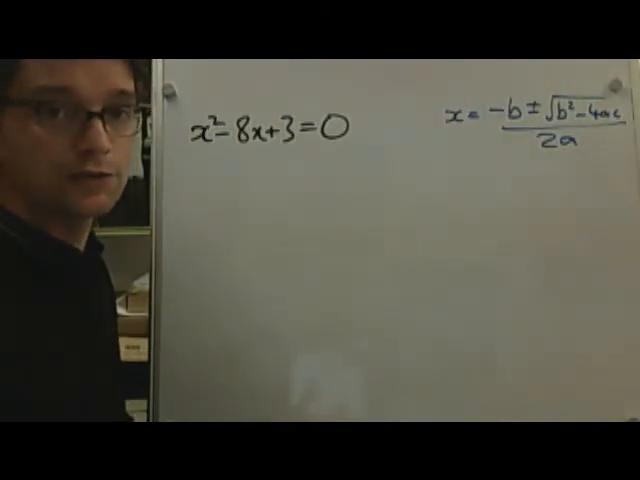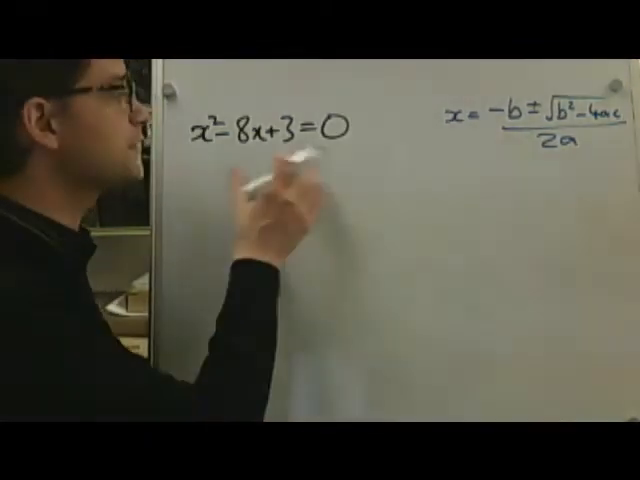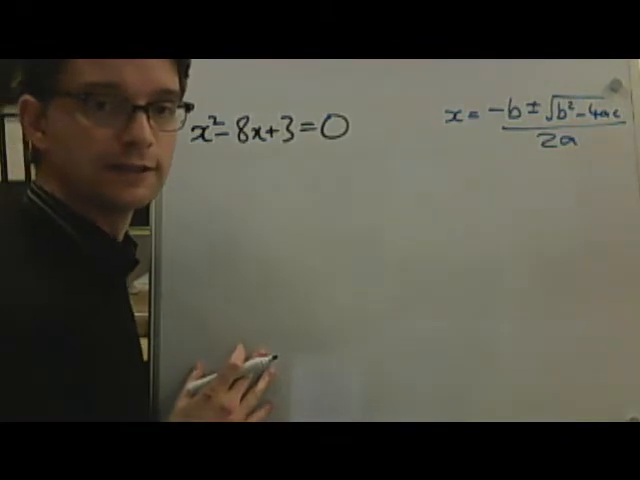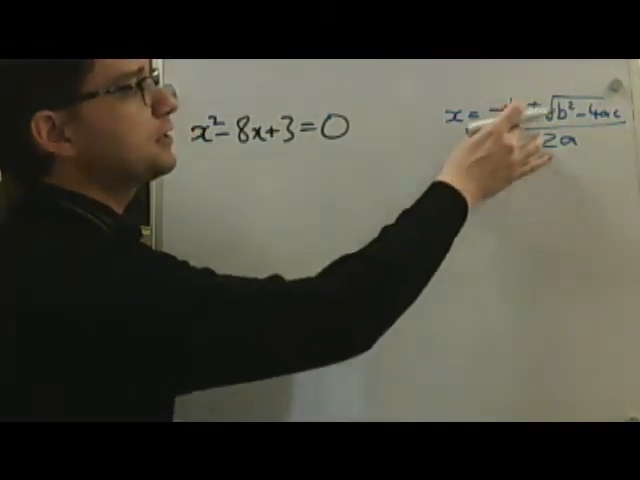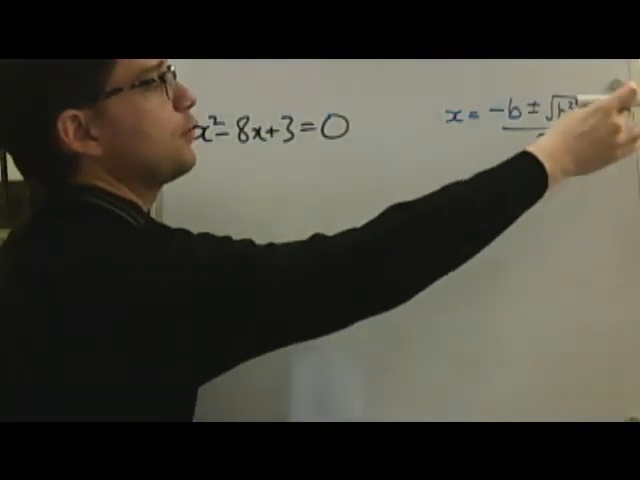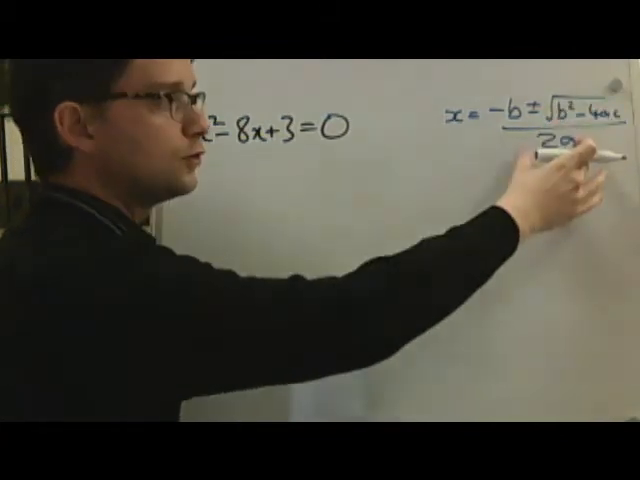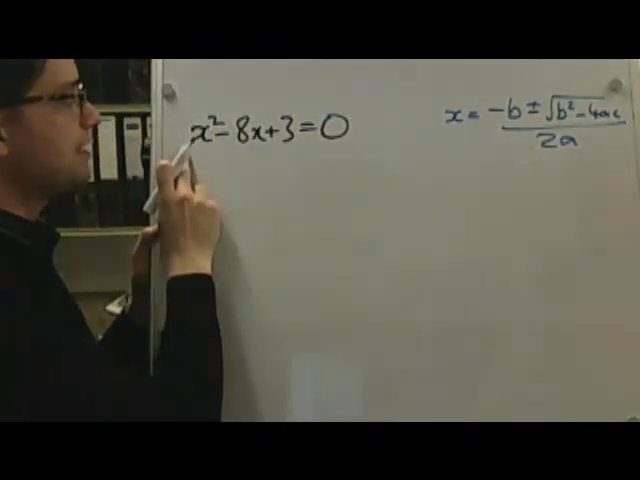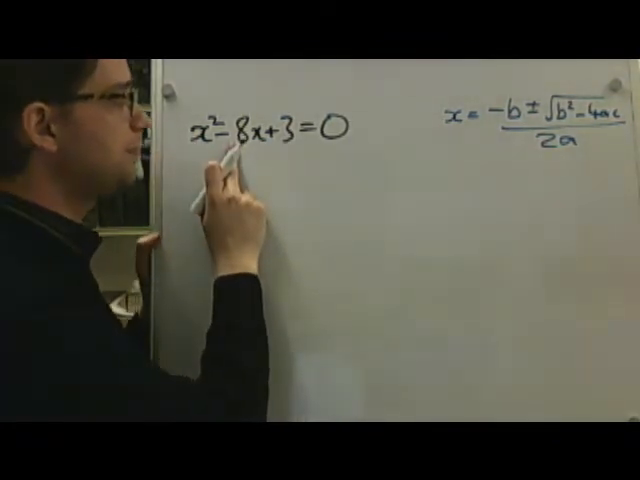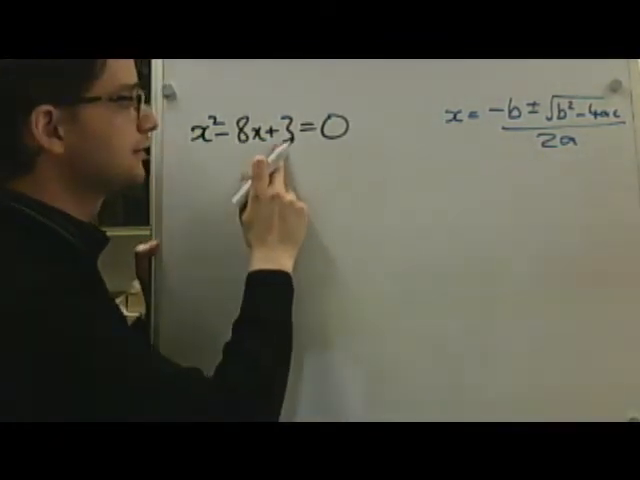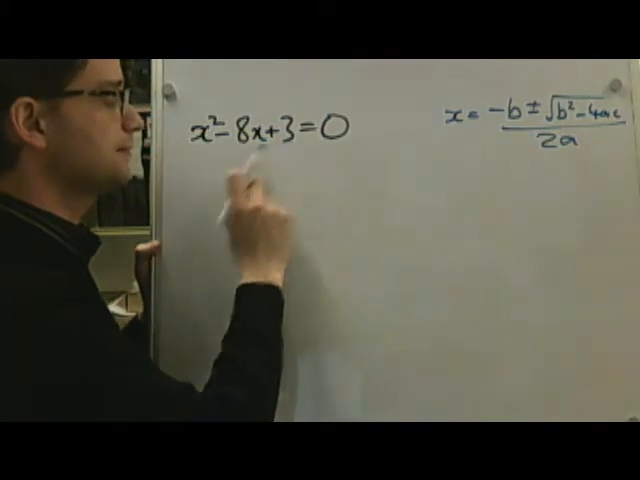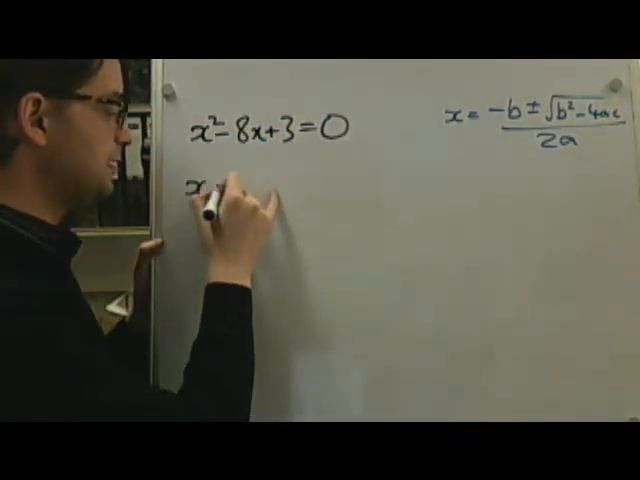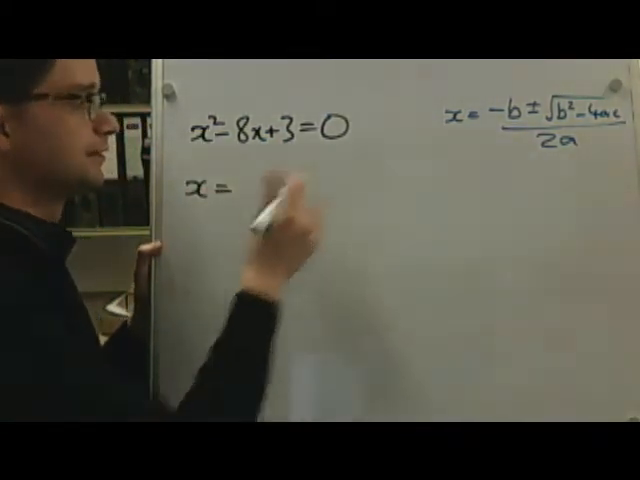In this video I'm going to do two more examples of solving quadratic equations with the formula. The formula is x equals minus b plus or minus the square root of b squared minus 4ac all over 2 times a. And when I'm faced with something like this, here I've got a equals 1, b equals minus 8 and c equals plus 3.